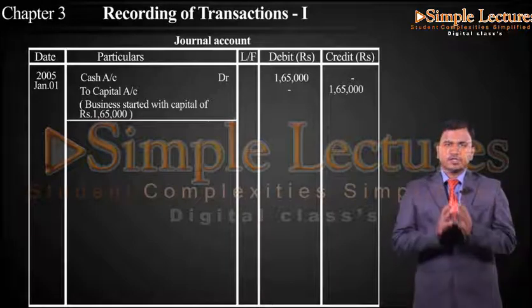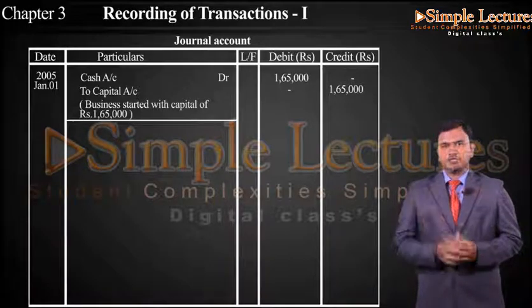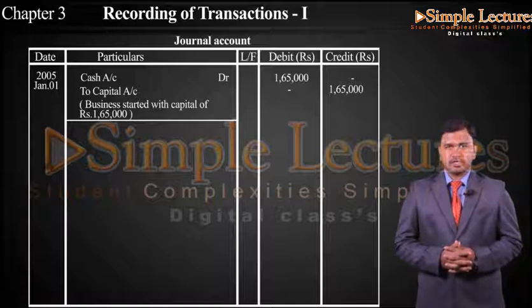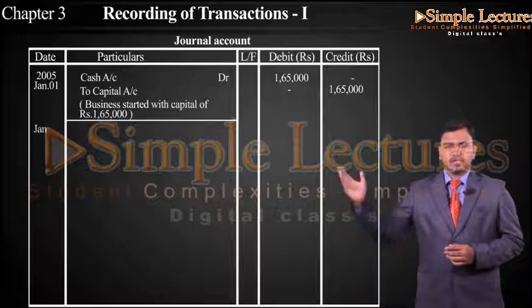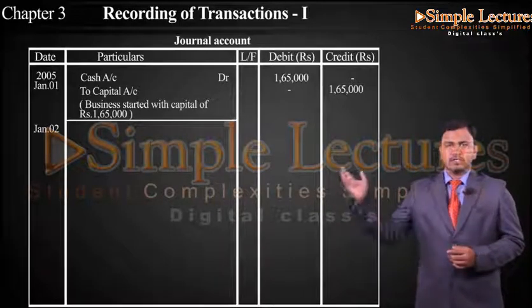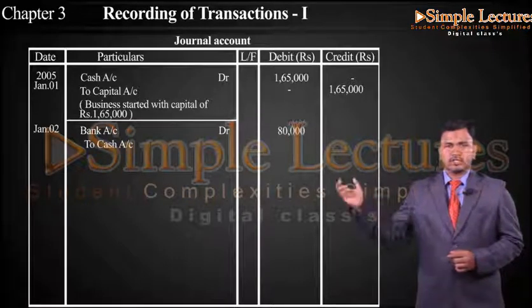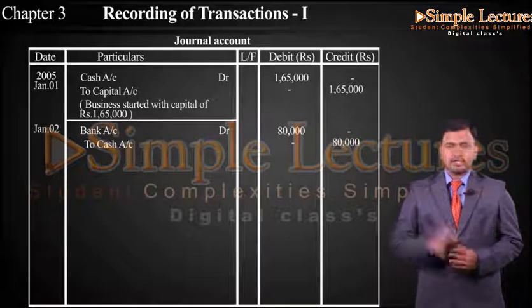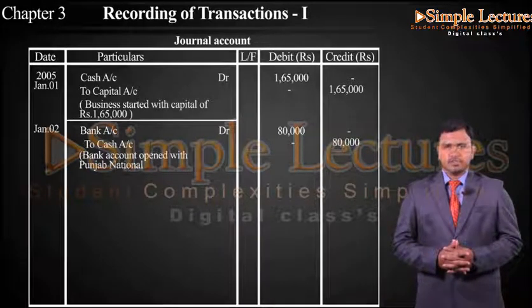Let us take the next transaction which we have on Jan 2nd. So here the transaction is opened a bank account in Punjab National Bank. Amount is given 80,000. So here the bank account was opened. So cash is going outside the organization and it is going towards the bank. So journal entry for this will be date Jan 2nd. So here bank account debtor to cash account, 80,000 debit and 80,000 credit. Narration: being an account opened with Punjab National Bank.